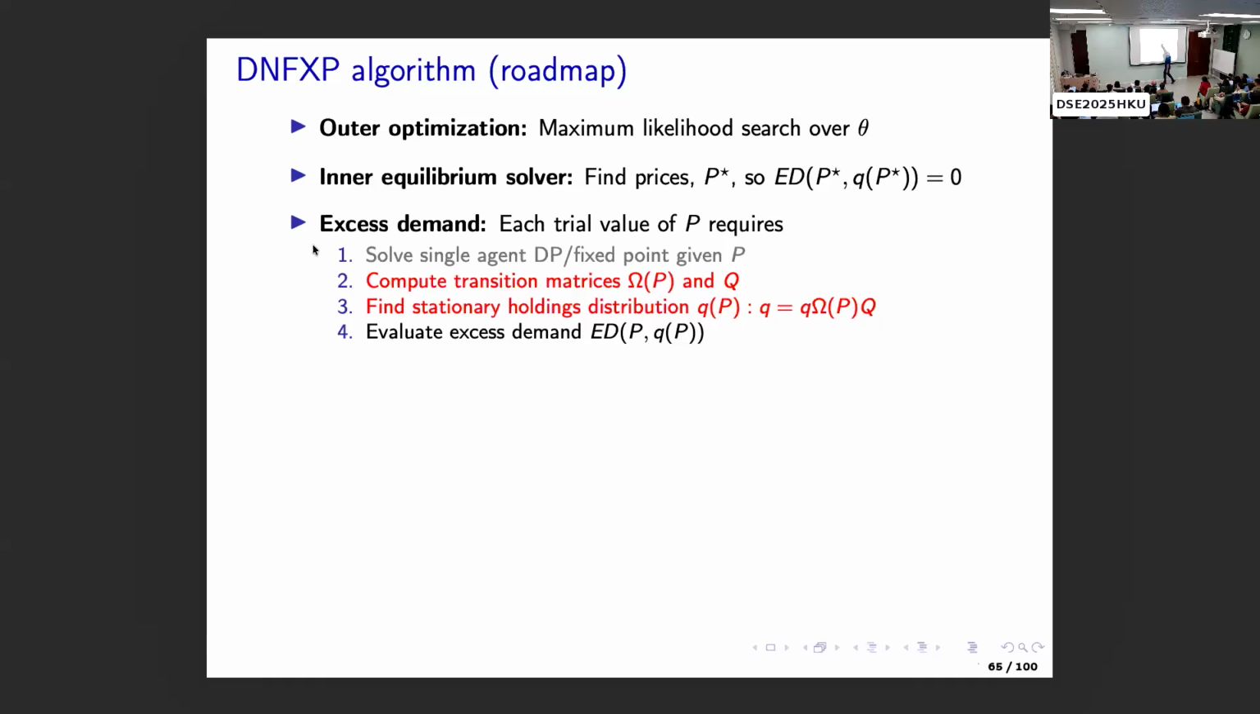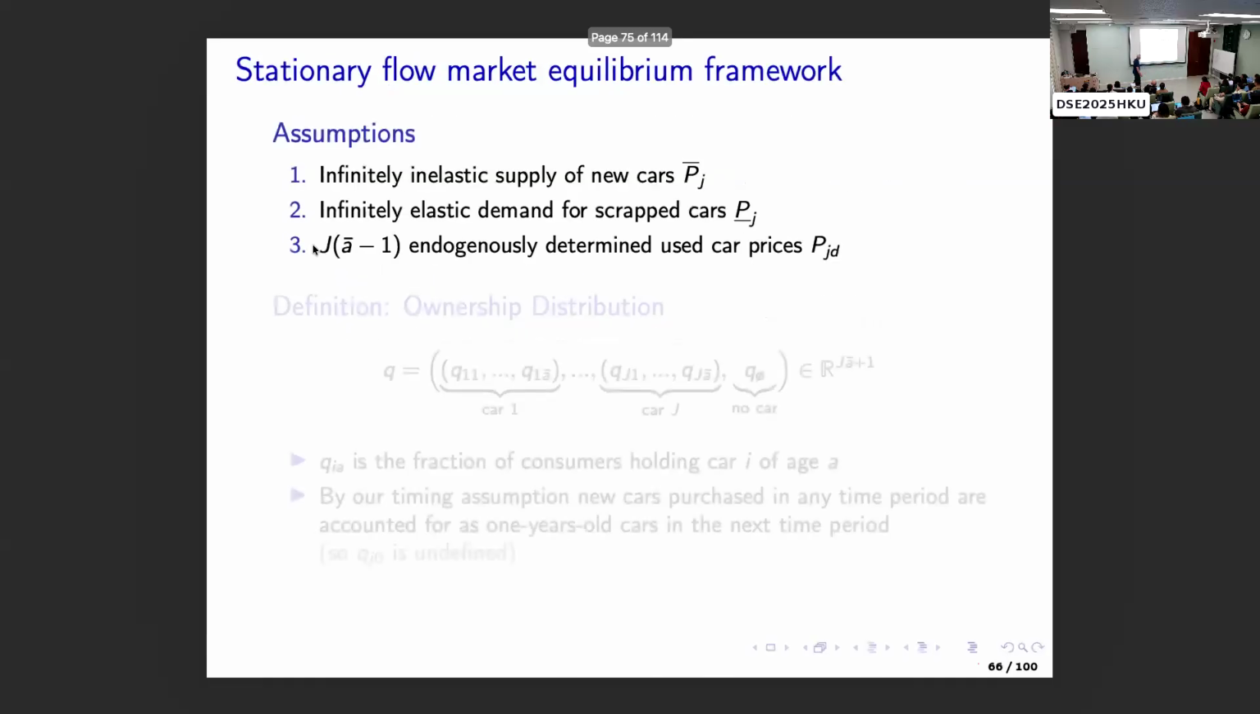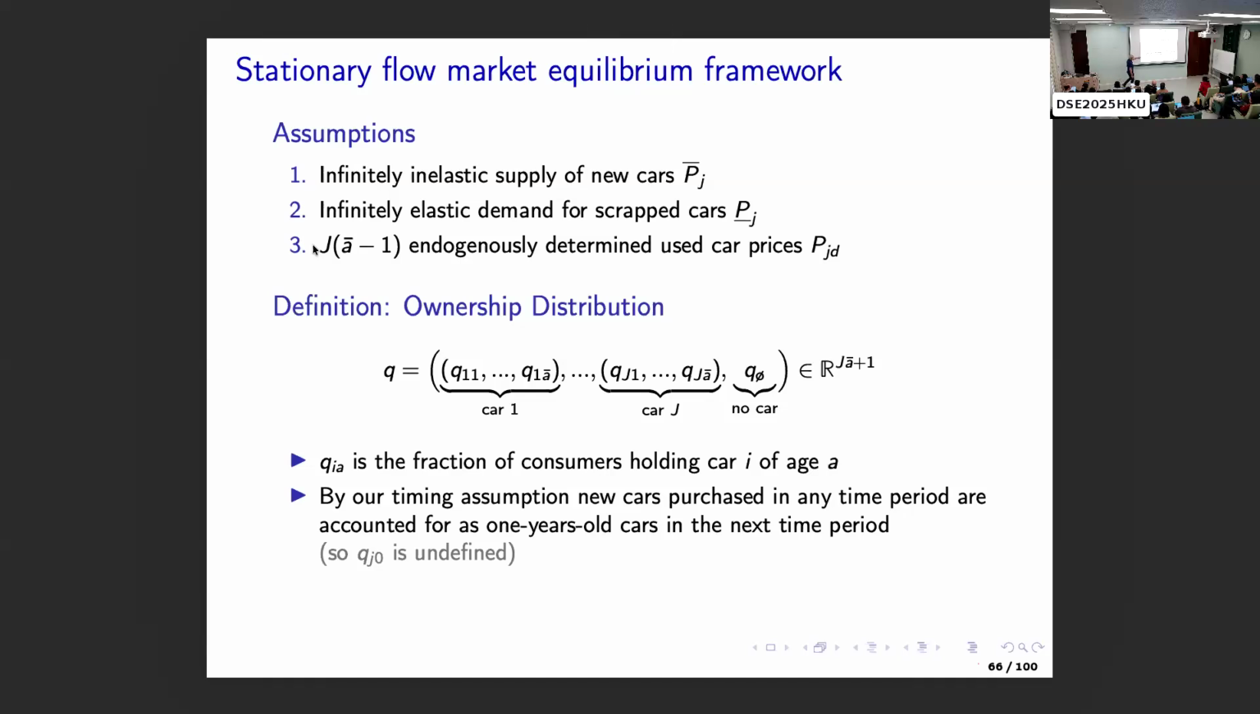Now, given the fixed point problem, we can get these trading matrices. First, let's define what this Q vector is. That's the fraction of consumers holding cars of different types. They're lumped into different vectors. Here's car 1 and car 2, car J, and then there's also one for the no car. And of course, no car doesn't have an age. And then for car 1, you have the fraction of consumers who own car 1 of H1, all the way up to H-bar.